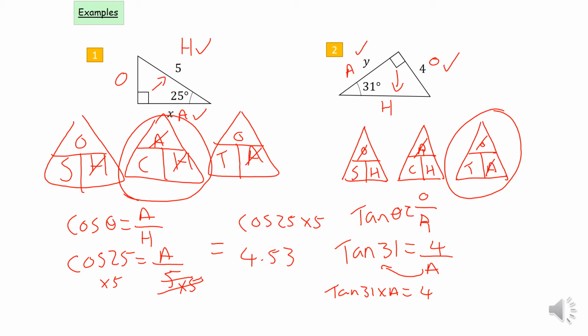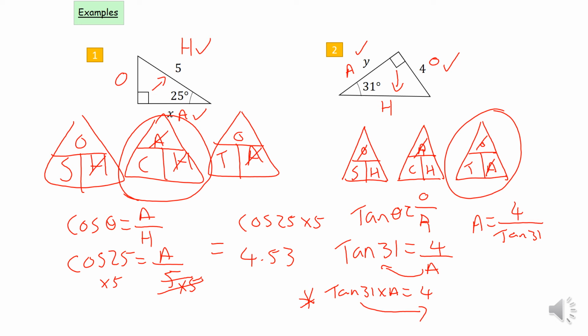We want to work out A, so now I need to move the tan 31 onto the other side. So this will mean on the left hand side I'm left with A, and 4 at the top and tan 31 at the bottom. The reason why the tan 31 will go at the bottom is because here it's times, tan 31 times A, and the opposite of times is divide.